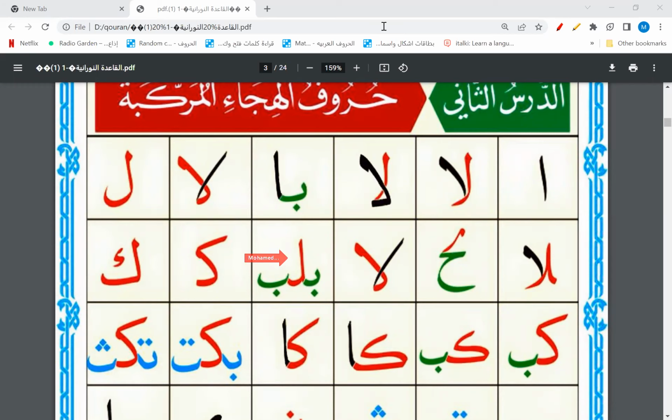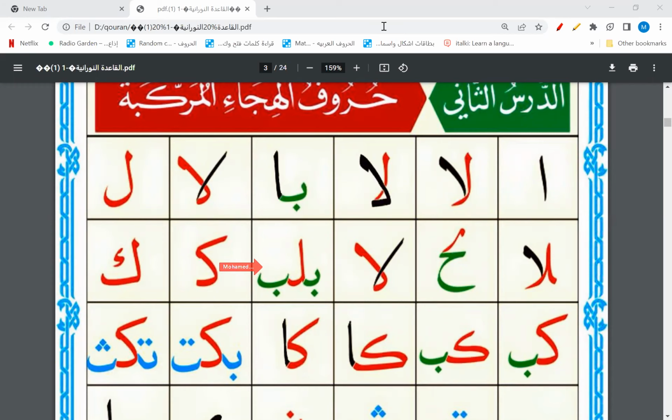Ba, that's the first one, correct. And the second one is La. Yes, it's La, correct. And the third one is Ba also, because this one has one dot and this one has one dot also. So it's ba, la, ba. Okay? All right.